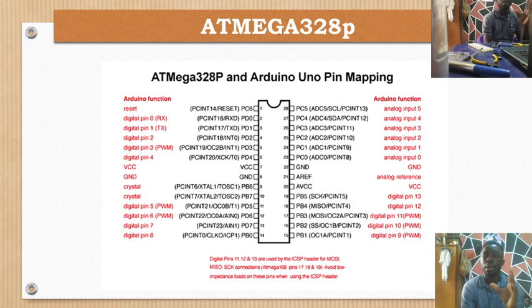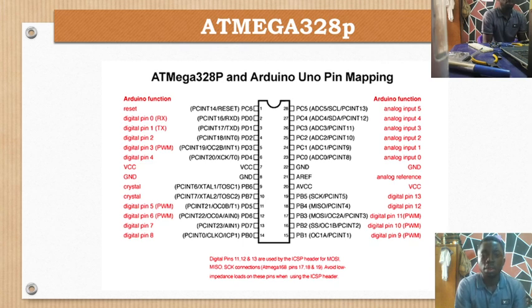It has a total of about 28 pins, and pin 1 is the reset pin. Pin 2 is a digital pin, and it can also be used as a receive pin. That is when you want to communicate with another device, let's say for example a Bluetooth module. You can connect a Bluetooth module to the second pin of the microcontroller. We also have the transmit, which you can also connect to that Bluetooth module, in order to transmit and receive data between the microcontroller and the Bluetooth module or any other device that supports transmit and receive.